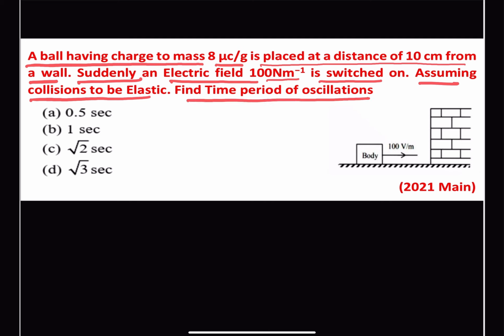So the basic figure is given to us. We have a body and it is moving towards the wall, and the electric field is switched on. So obviously there will be a force because of this electric field, and that is going to provide the required acceleration to the body. And the charge to mass ratio Q by M is given to us as 8 microcoulomb per gram.